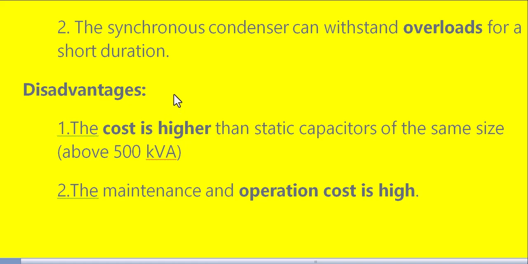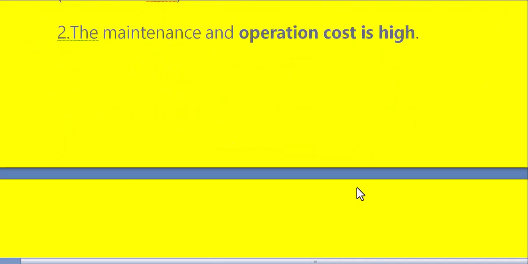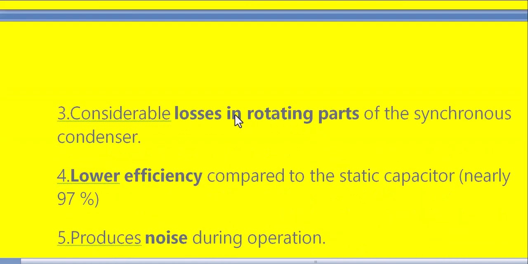Next, the disadvantages of the synchronous condenser. Its initial cost is high compared to static capacitors, and its operation and maintenance cost is also high. It has considerable rotating parts and associated losses which are neglected in the analysis, and the efficiency of the synchronous condenser is only 97%. That is, its efficiency is less than that of static capacitors.